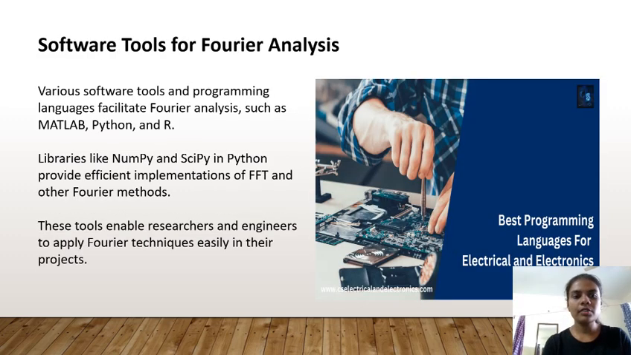The software tools for Fourier analysis: there are various software tools and programming languages that facilitate Fourier analysis, such as MATLAB, Python, and R. Libraries like NumPy and SciPy in Python provide efficient implementations of FFT and other Fourier methods. These tools enable researchers and engineers to apply Fourier techniques easily in their projects.